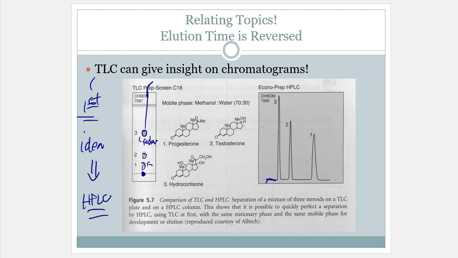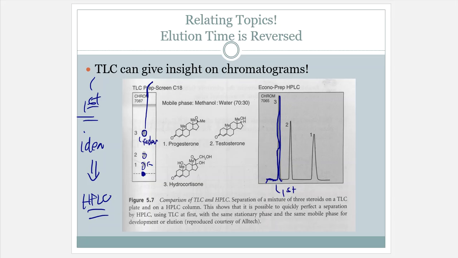And when those components are injected, separation is going to start taking place. One of these components is running much, much faster to get to the other end of that plate and to the other end of that column. So that one that has a higher RF, guess what, folks? That is the very first one that comes off in a chromatogram of a typical HPLC method.